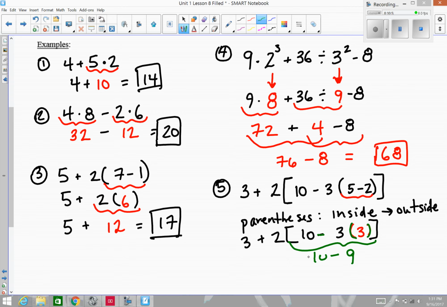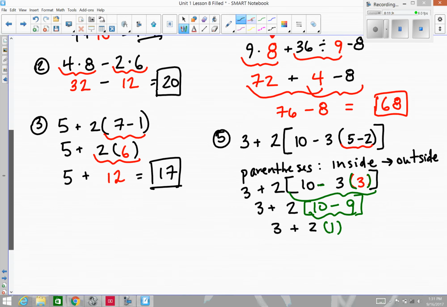And I'm going to bring down everything else that was in those square parentheses. Now I can finish evaluating what's inside my parentheses here. 10 minus 9 is 1. So I have 3 plus 2 multiplied by 1. My multiplication comes next. 2 times 1 is 2. And bringing down my 3 and addition sign, I get 3 plus 2 for an answer of 5.